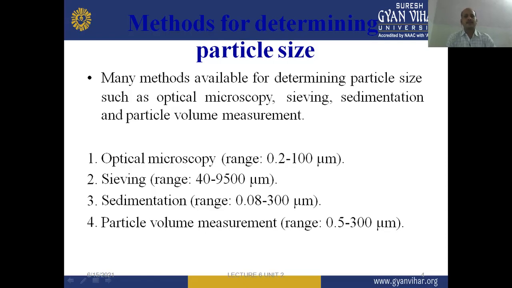Now, in today's lecture, after determination of different particle sizes or equivalent spherical diameters, as we discussed in the previous lecture, we have to discuss the determination of particle size distribution by using different methods. Many methods are available for determining particle size, such as optical microscopy, sieving, sedimentation, and particle volume measurement method.